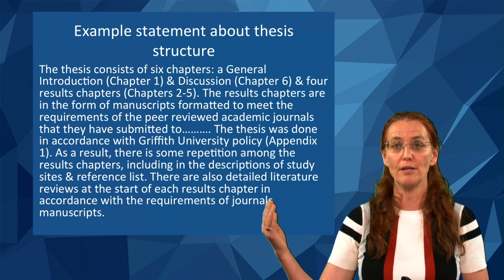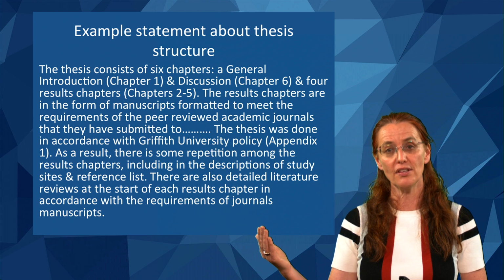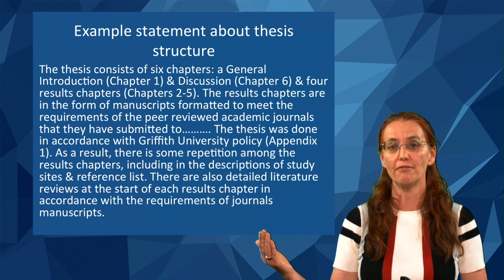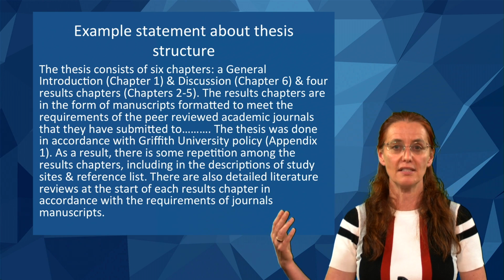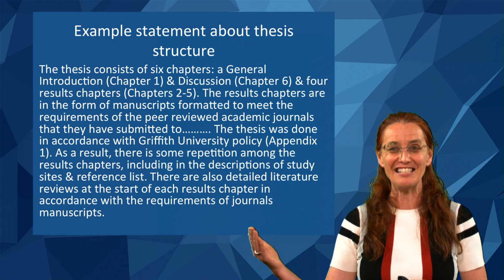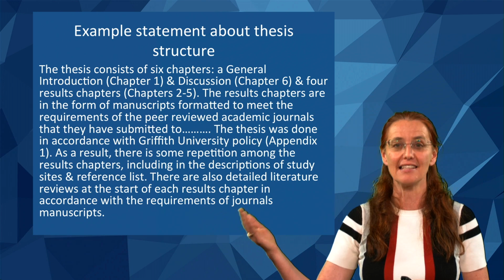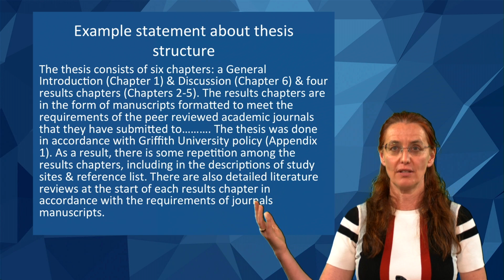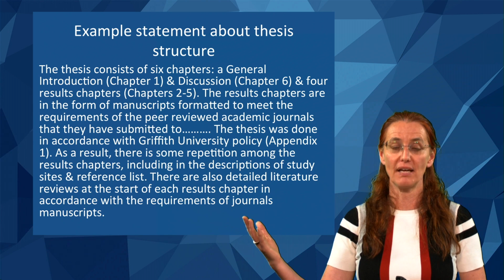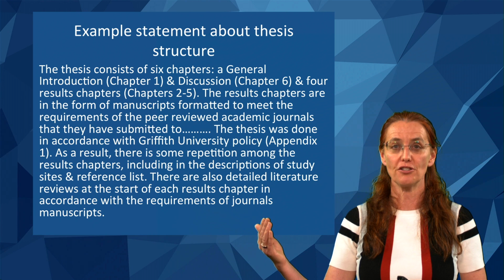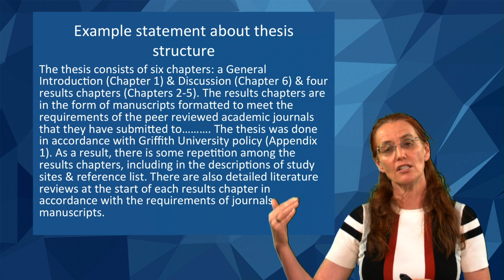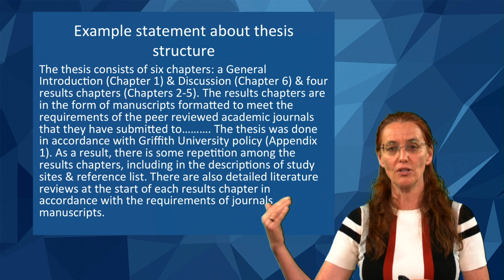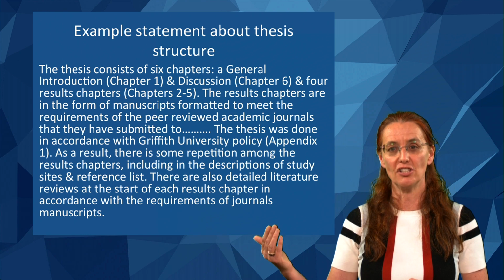As a result, there is some repetition amongst the results chapters, because one of the things that some people have a problem with is you might have repetition in your site description methods, a little bit of the introduction. So say up front that that's there, but also why, and that it's consistent with the policy. That's really important. And make them aware there'll be a reference list for each chapter. Then there are also detailed literature reviews at the start of each results chapter in accordance with the requirements of the journal manuscripts. So you can see you're making sure they understand what's coming and why there will be that repetition.